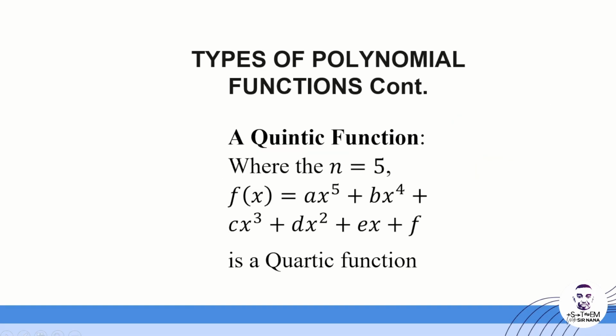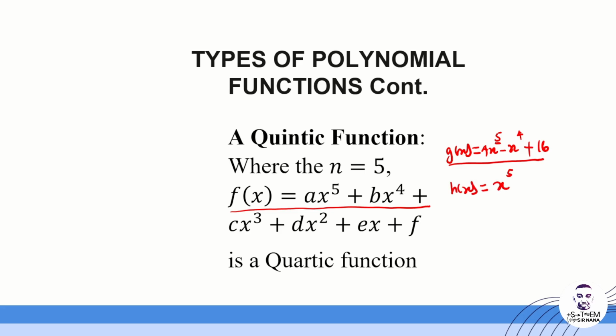And then we can also have a quintic function. That is when n is equal to 5, or where x is raised to the power 5. We have the function f of x equal to ax raised to the power 5 plus bx raised to the power 4 plus cx cubed plus dx squared plus ex plus f. So for instance, we can have g of x equal to 4x raised to the power 5 minus x raised to the power 4 plus 16. And this is a quintic function because the highest power of the x is 5. Or we can also have h of x equal to x raised to the power 5 minus 1. And this is also a quintic function.